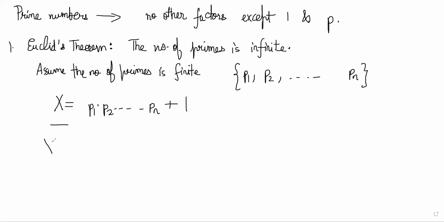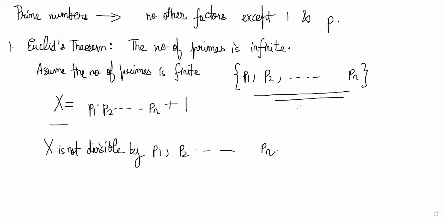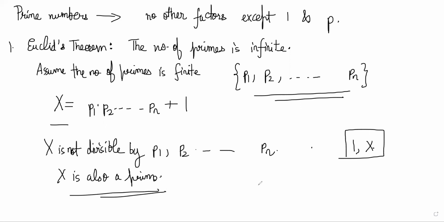Now you can show that X is not divisible by any of the prime numbers P1, P2 till Pn. Since it is not divisible by any prime number, the only thing it is divisible by is 1 and X. So X is also a prime. And if X is also a prime, it should be added to this set. That means this is not the complete set and there is a contradiction. Once you add it, you can construct a new prime by including X, and the process can be repeated. So you will get infinite primes that way. This is a nice proof that the number of primes is infinite.